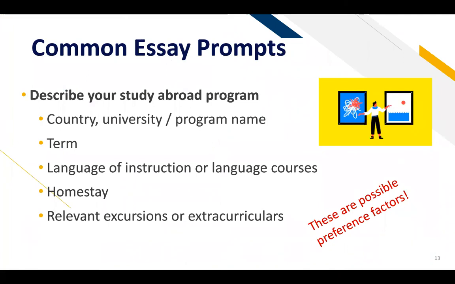Even if the essay prompt doesn't specifically state this, you want to make sure to include all of the information about your study abroad program. These are possible preference factors. They're looking for those underrepresented countries. They're looking for you to be going abroad as long as possible. They encourage language learning. They encourage interaction with locals. So that might be locals in your classroom, living with locals in a homestay, any relevant excursions or extracurriculars. Be sure you include all of this information.